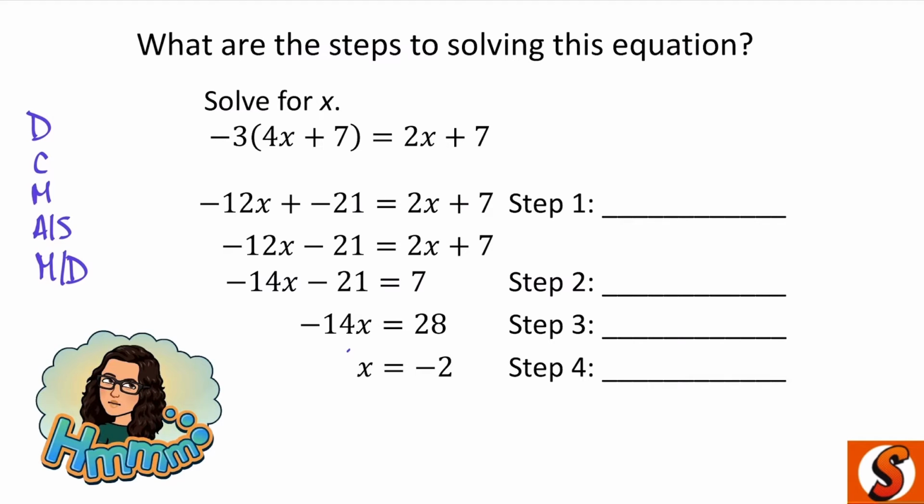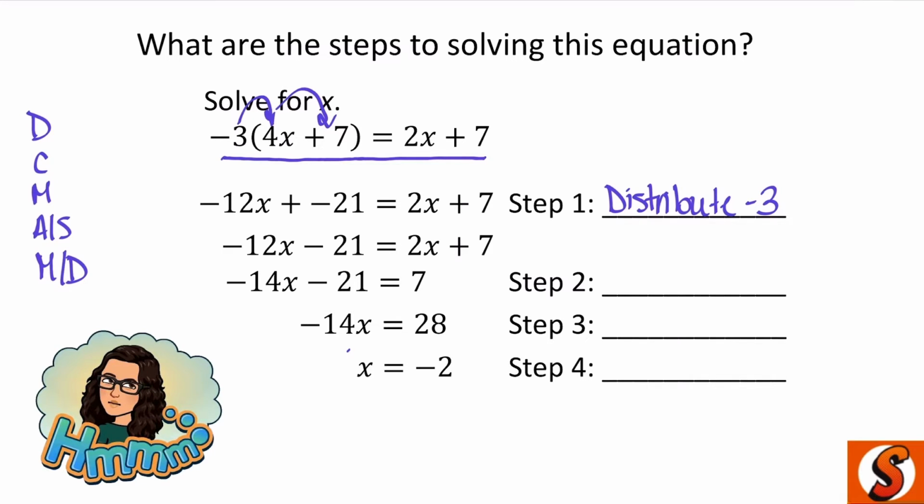In step 1, the problem goes from -3 times (4x plus 7) equals 2x plus 7 to -12x plus -21 equals 2x plus 7. Notice that I've dropped the parentheses because I've multiplied everything within the parentheses by -3. So I've used the distributive property to distribute the -3.